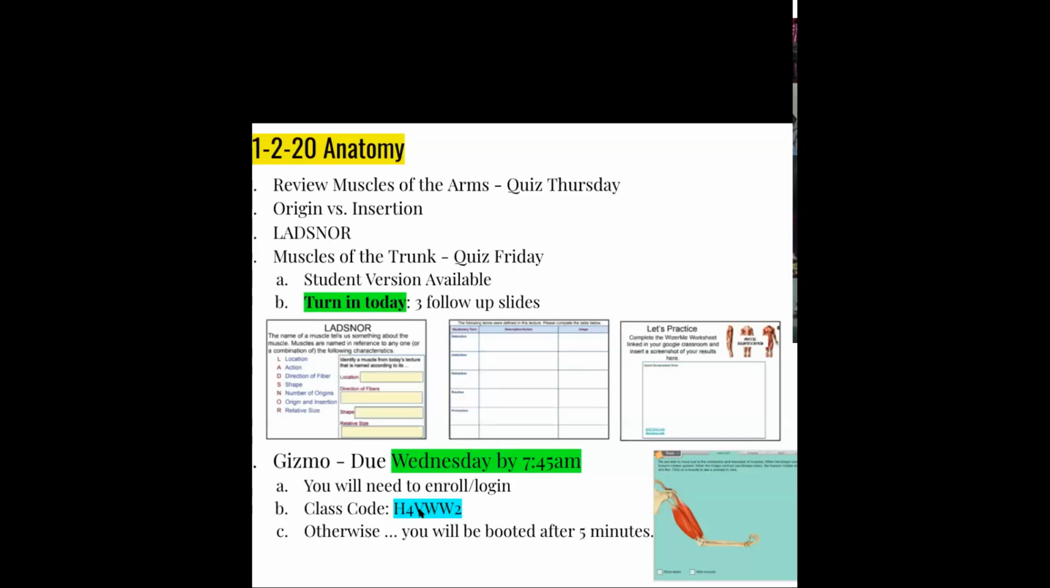So my biology kids, they are sending me messages all the time. It cut me off after 5 minutes, and we've done it a number of times. So you'd think they'd catch on. So that is not an uncommon mistake. Okay. Questions on the agenda?